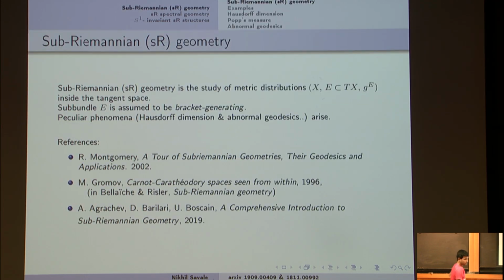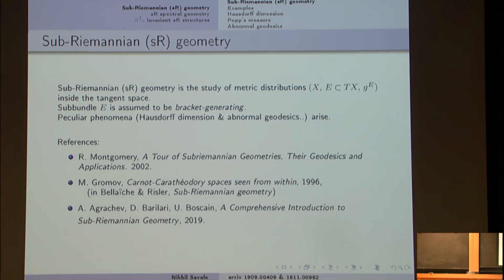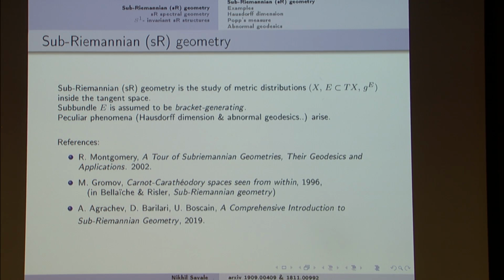Riemannian geometry, everybody knows what it is. It's studying metrics on the tangent space of a manifold. But what the word sub means in sub-Riemannian is that the metric is defined not on the full tangent space, but just on a subbundle of the tangent space. Okay, so this is the subbundle E, and the metric is just on E. And crucially, what will be assumed is that the subbundle satisfies what's called the bracket generating condition. Bracket generating means if you look at sections in E, they generate eventually all sections under the Lie bracket.